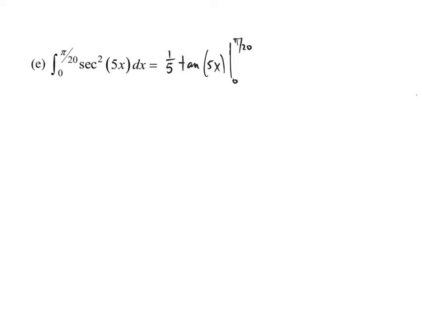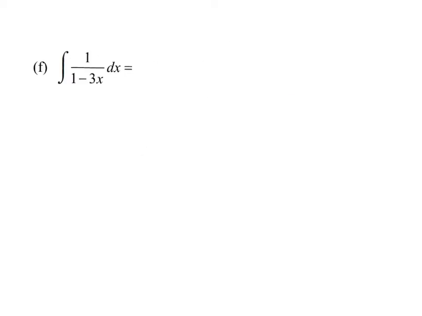Okay, continuing here with the fundamental theorem of calculus, this will say 1/5 tangent of 5 pi over 20, which is going to reduce to pi over 4, minus 1/5 tangent of 0. And since tangent of 0 is 0, that term will go away. Tangent of pi over 4 is equal to 1, so the answer to this integral will be 1/5.